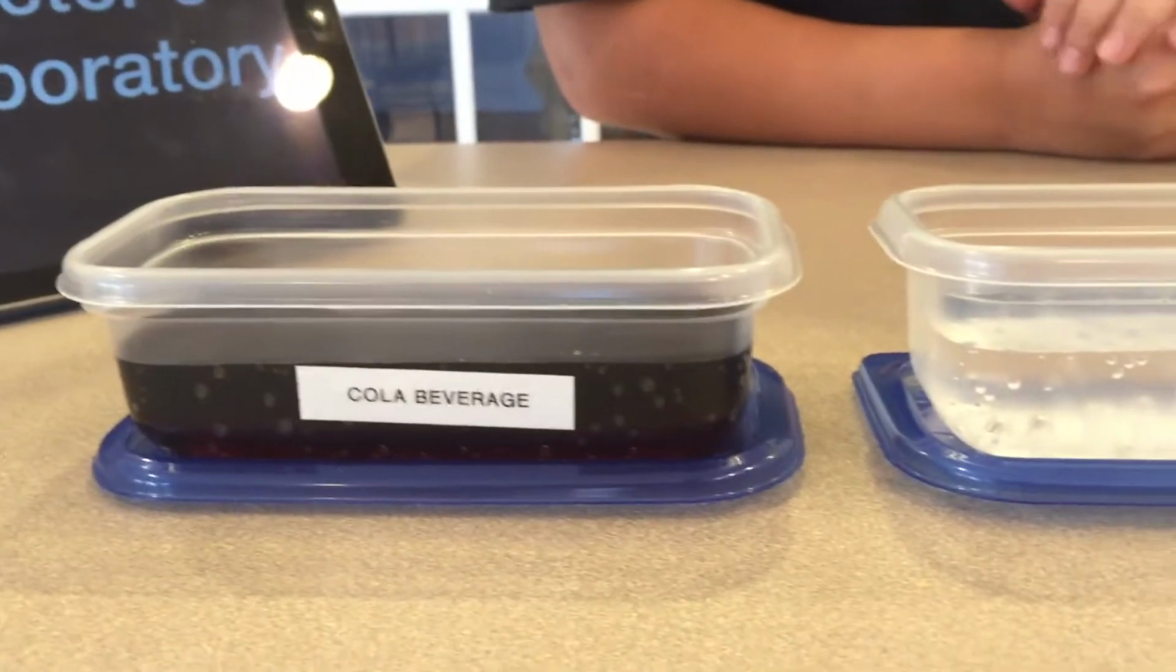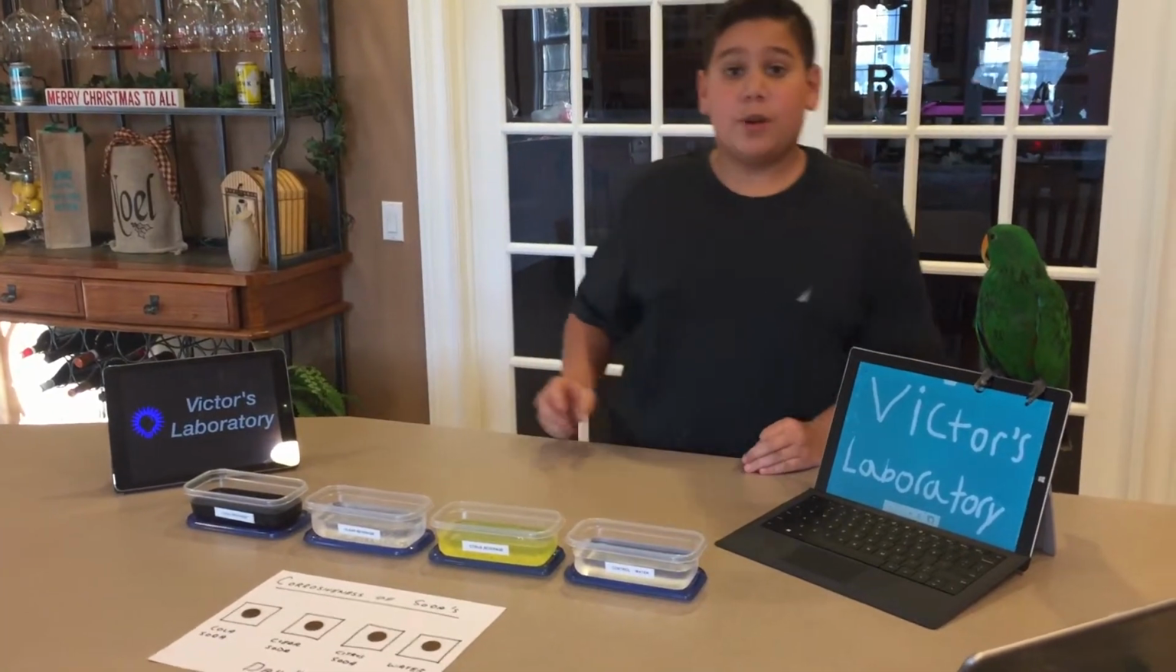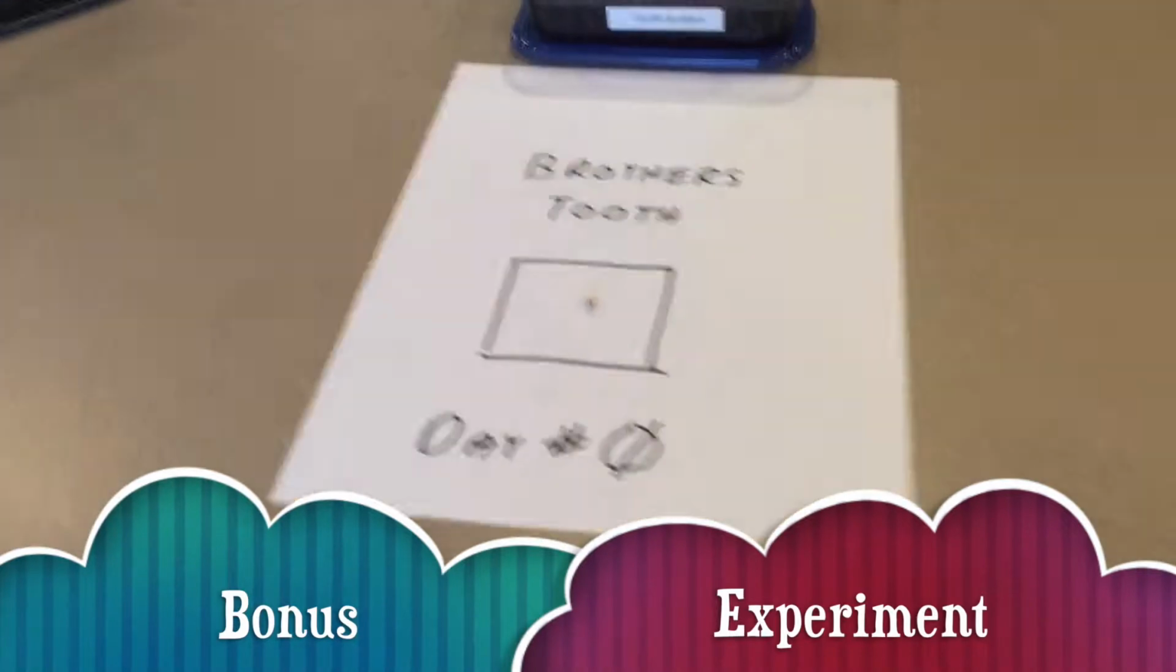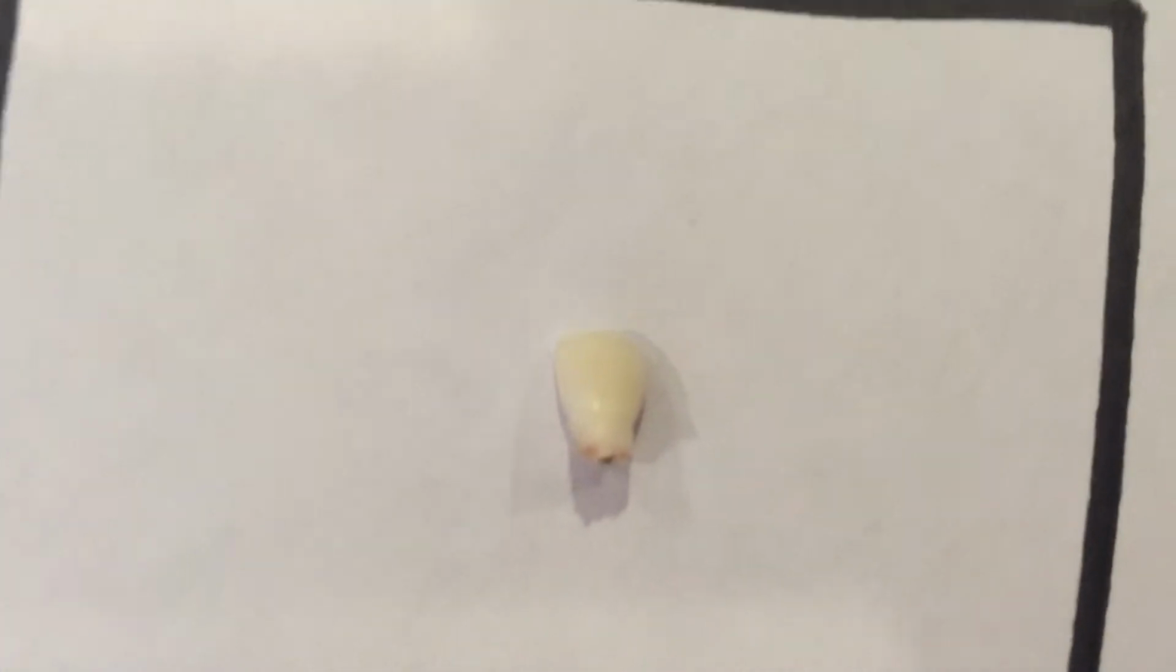We have also filled and labeled 4 tubs with the chosen beverage. We will now place the penny in each tub and note the effects on it over 5 days. In addition, to demonstrate the corrosive effects of cola on our teeth in a real-life way, I have taken my brother's tooth that just fell out and will place it in a tub full of cola for 5 days. Note that there is no major corrosion on the tooth today.